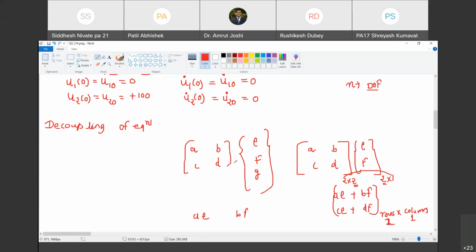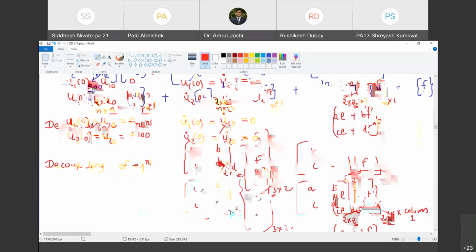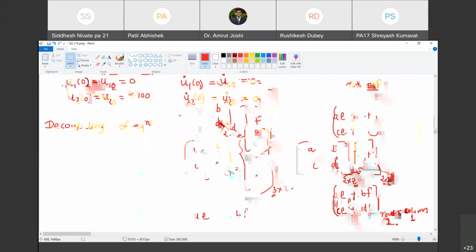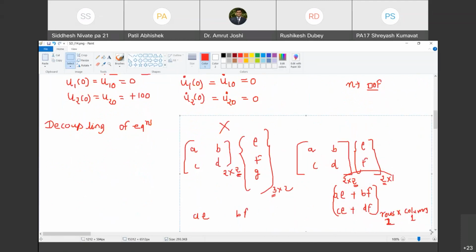So therefore, you see that this multiplication is not possible. Why is it not possible? It is 2 cross 2. It is 3 cross 2. So the number of columns of the first matrix and the number of rows of the second matrix are in disagreement. Are you with me? Yes, sir. They're not the same. So this matrix multiplication is not possible. So having said this, that was a digression. Those who already know about it, forget about it.